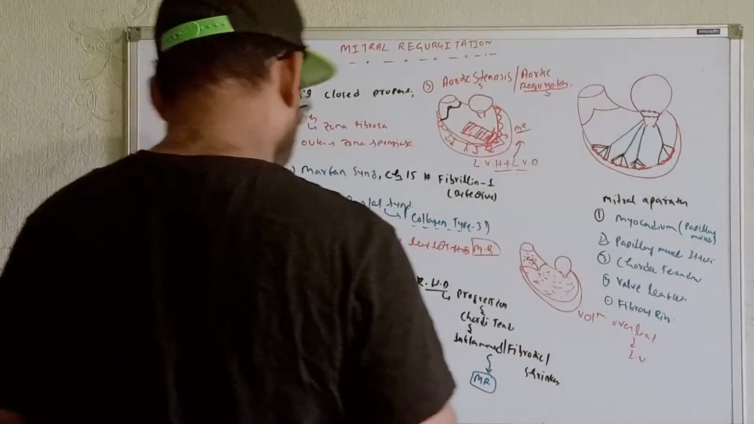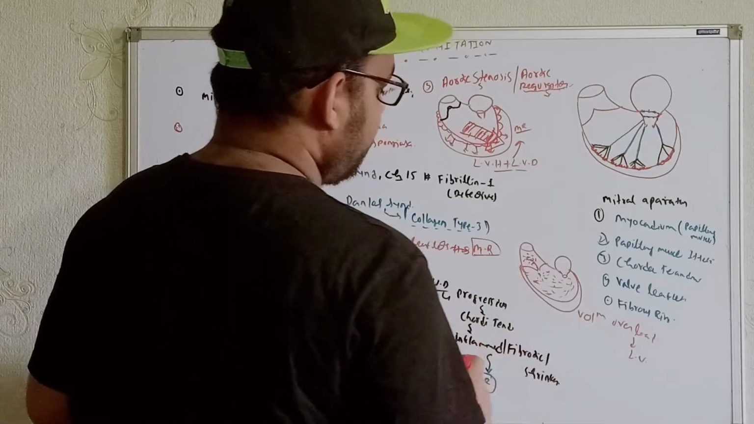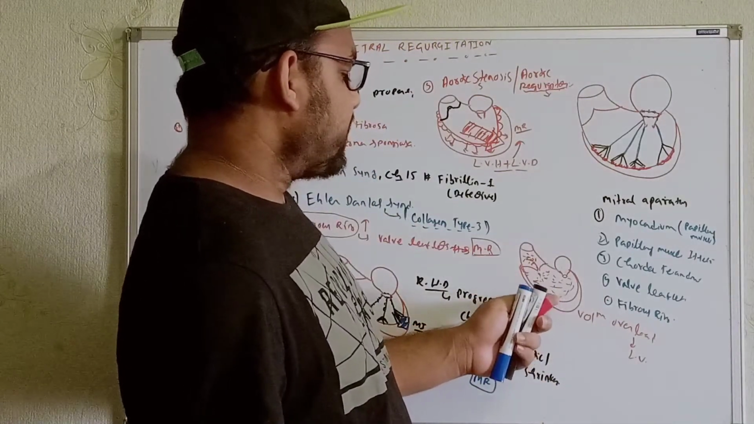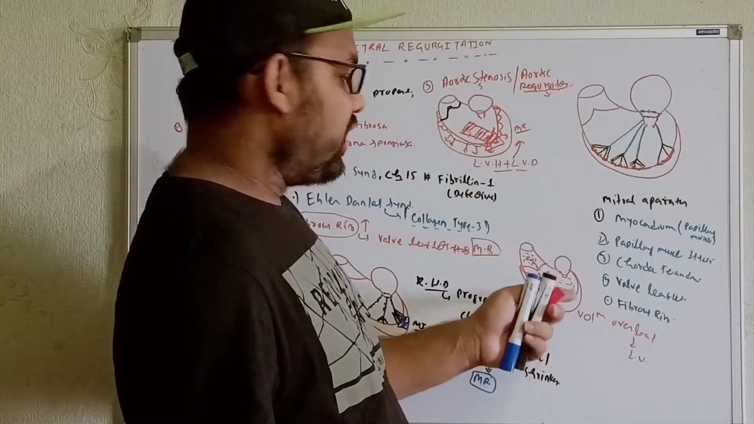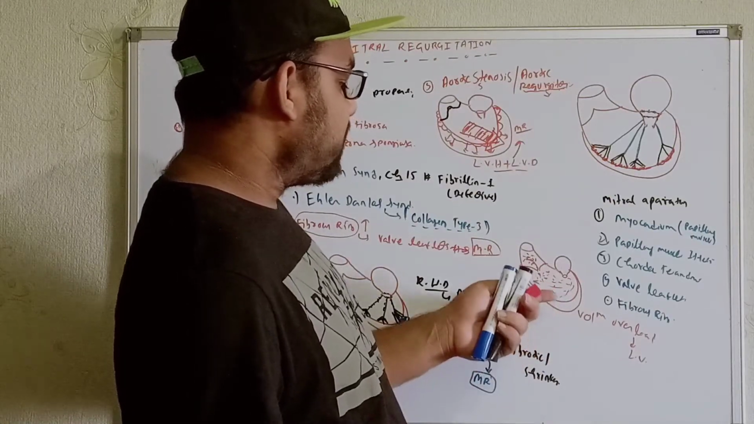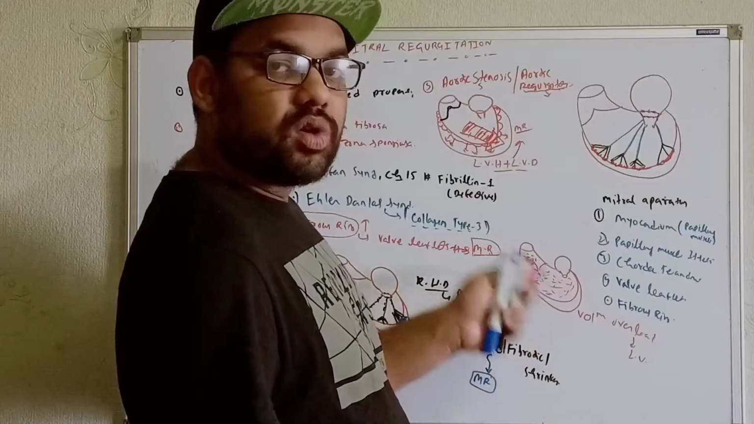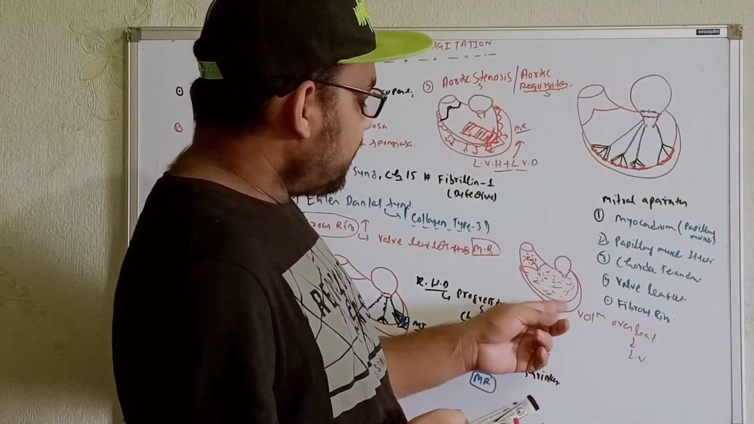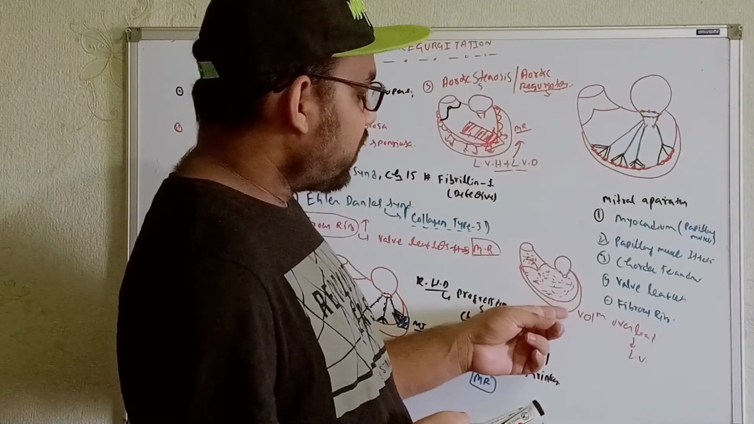Now see, whenever we get a larger amount of blood, or you can say volume overload, within the left ventricle, it needs to apply more pressure to eject more blood. So whenever we are getting more blood within the left ventricle, the left ventricle is supposed to apply more pressure to push the more amount of blood.